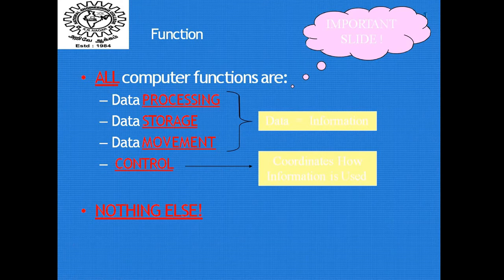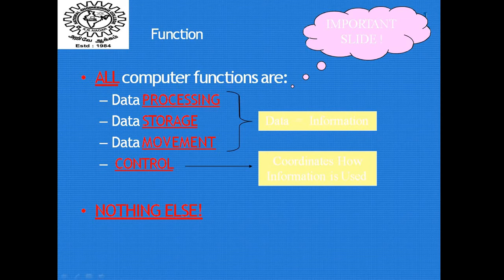As I said, the functional unit is the important one. Here are all the computer functions: data processing, data storage, data movement, where the data is moved from one place to another, and control of the data. Control means when the data should be moved, when it should be deleted, when it should be stopped, whether the data is needed or not for the corresponding operation, etc. These are all the important functions you should know.